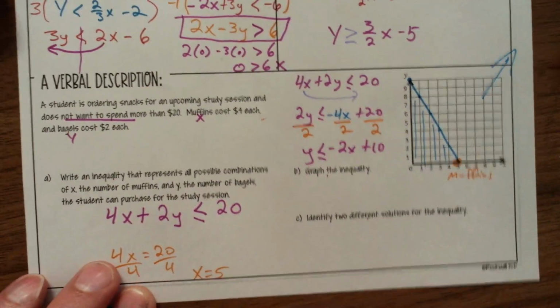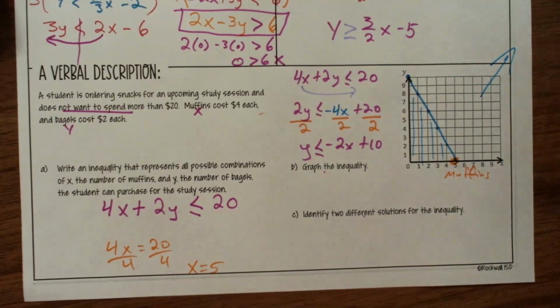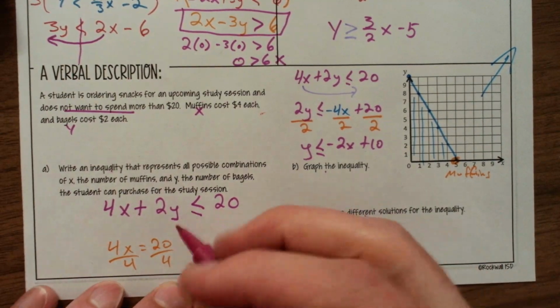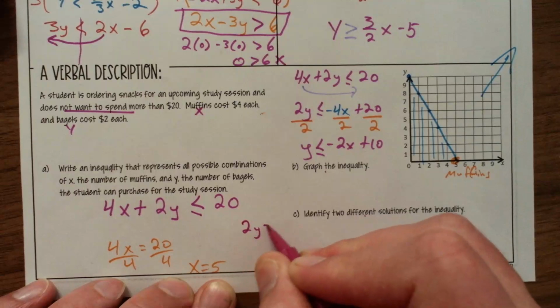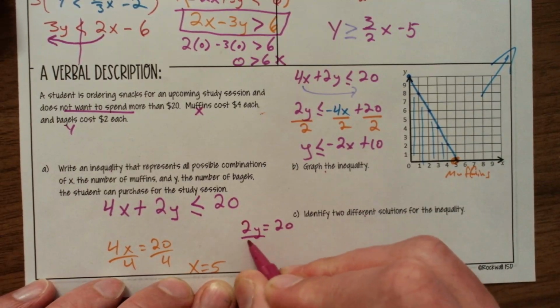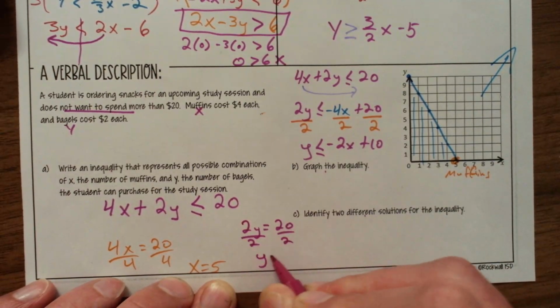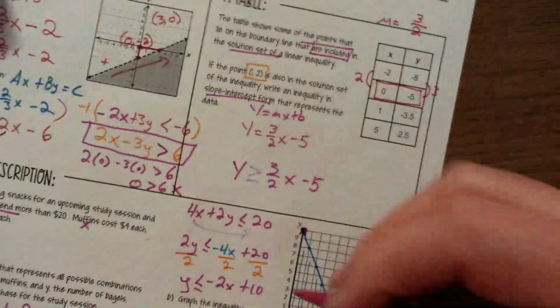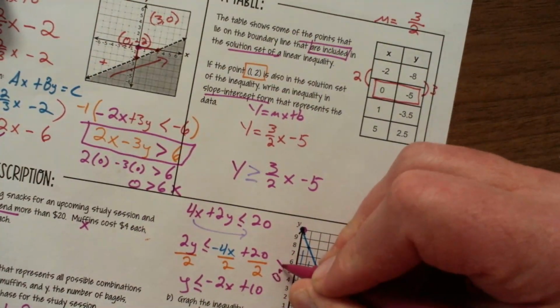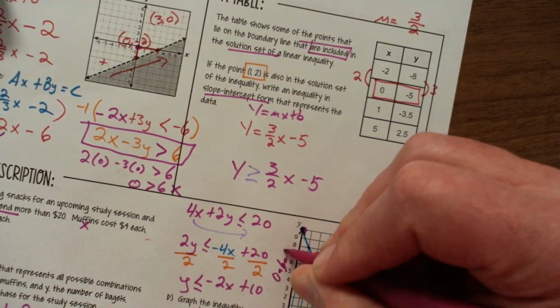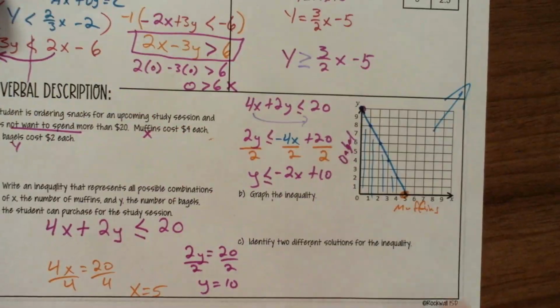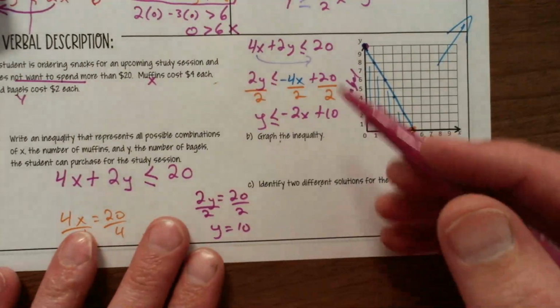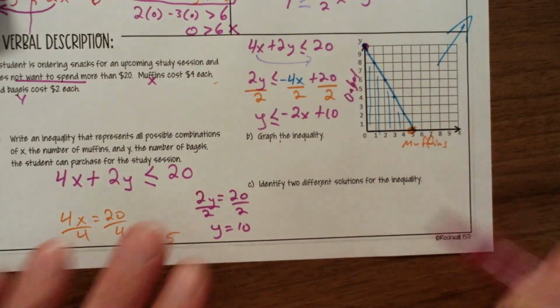Here's the second part. We could do the exact same thing here with bagels. The bagels cost $2. They want to spend $20. You divide by 2, y equals 10. Right here. And this is our bagels. So we know that our bagels are correct and we know that our muffins are correct.